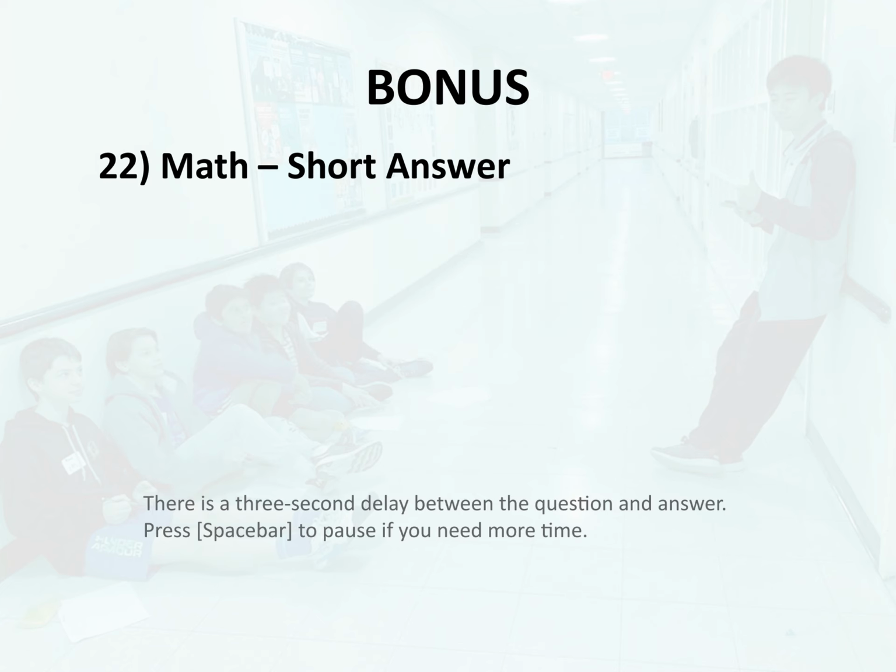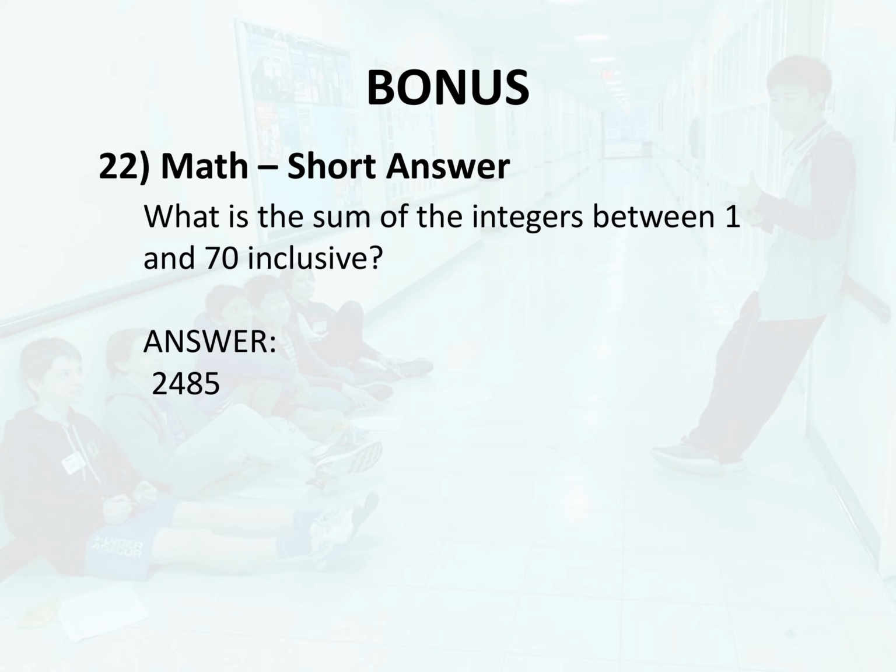Bonus, 22. Math, short answer. What is the sum of the integers between 1 and 70 inclusive? Answer, 2,485.